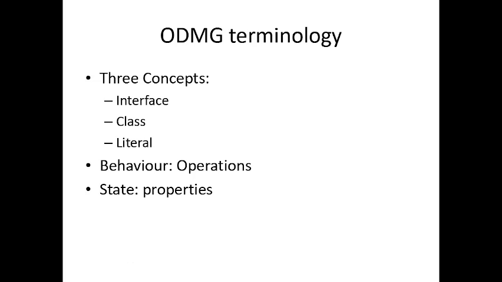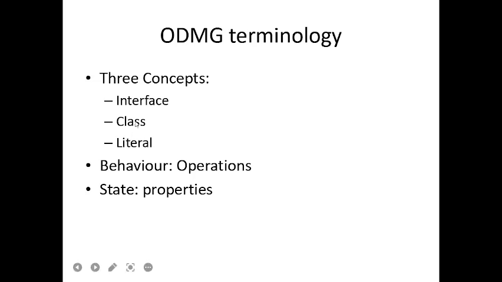The notation of ODMG uses three concepts: interface, literal and class. Following the ODMG terminology, we use the word behavior to refer to operations, and we use state to refer to properties. Properties means attributes and relationships.